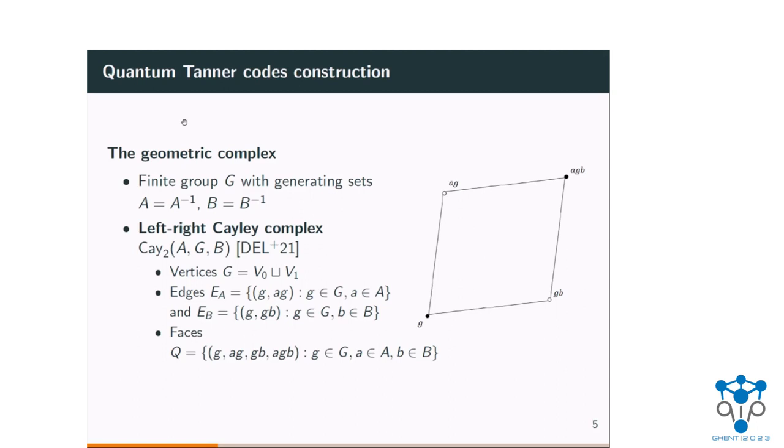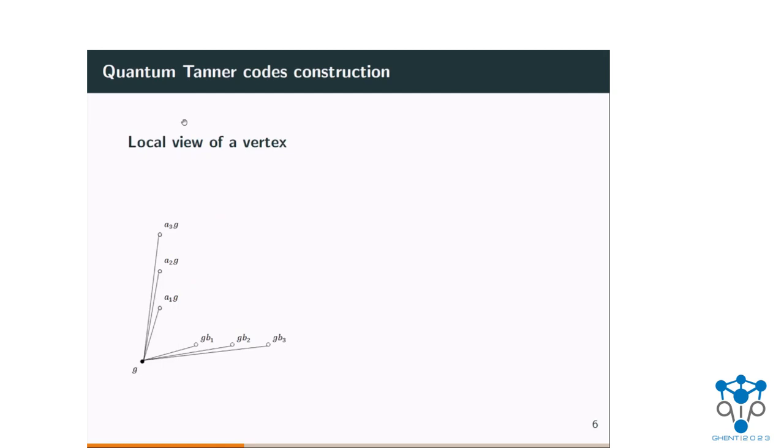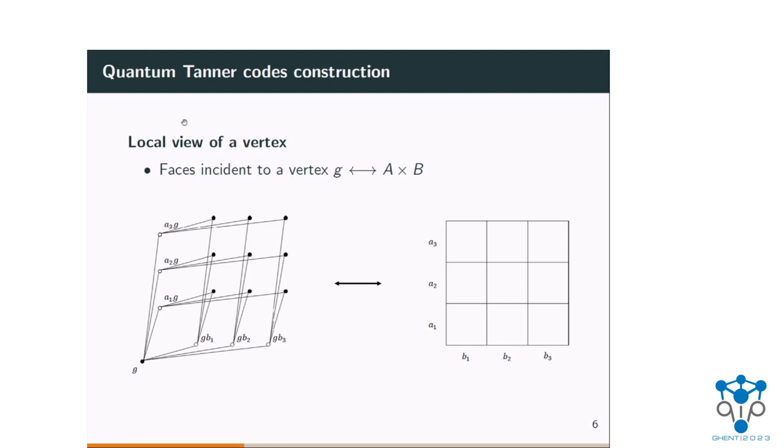Now, let us take a closer look at the incident structure. So what are the incident faces and edges to a given vertex G? We're going to see that there's many A-type edges given by the different elements of the generating set A. And there's going to be many B-type edges as well. And for every single A-type edge and B-type edge, we can complete it into a square. So we'll get a figure that's kind of like this, where you have all of these squares completing for all of these edges. And in particular, then we can immediately see that the faces incident to a given vertex G is in bijection with the set A cross B.